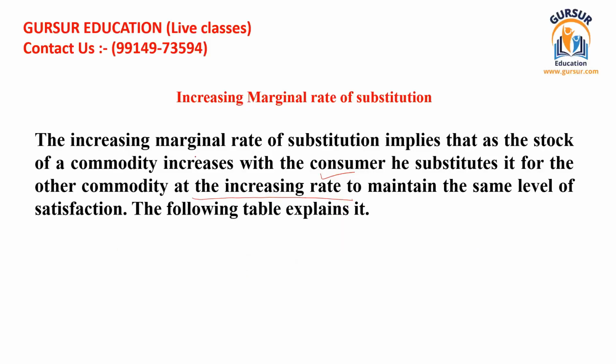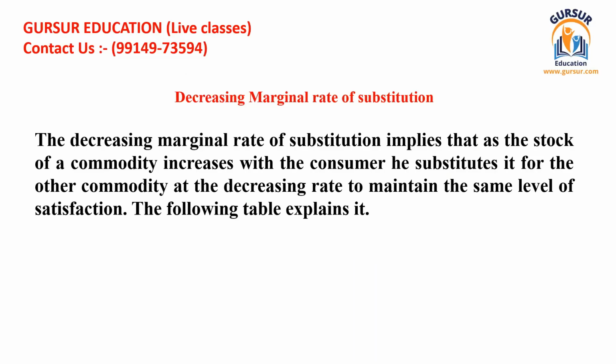So I'm again going to read this. The increasing marginal rate of substitution implies that as the stock of a commodity increases with a consumer, that is X commodity, if X is increasing, he substitutes it for the other commodity at an increasing rate. So Y is left at an increasing rate. So it's just showing you this, and this is all about the law of increasing marginal rate of substitution. So that was the complete idea of this.